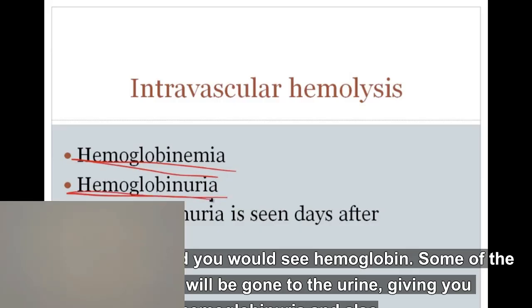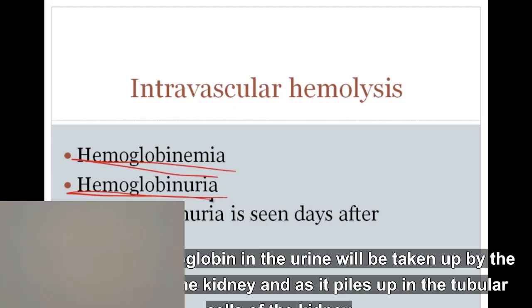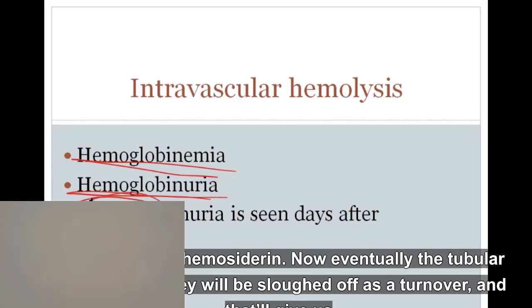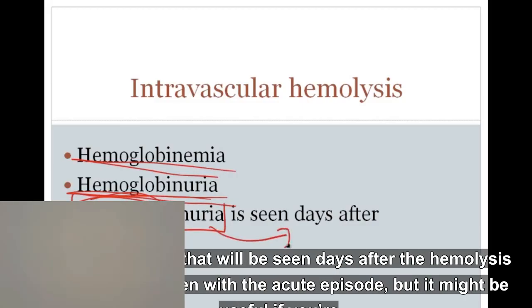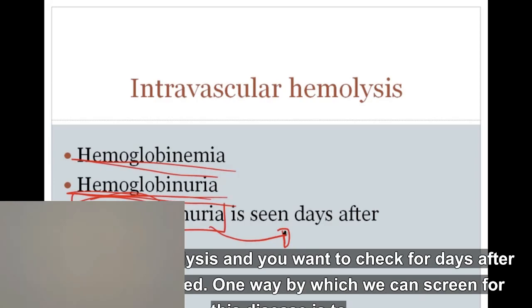And also, some of the hemoglobin in the urine will be taken up by the tubular cells in the kidney, and as it piles up in the tubular cells of the kidney, it'll pile up as hemosiderin. Now, eventually, the tubular cells of the kidney will be sloughed off as they turn over, and that'll give us hemosiderinuria. But that will be seen days after the hemolysis, so it won't be seen with the acute episode, but it might be useful if you're suspecting hemolysis and you want to check for it days after the event occurred.